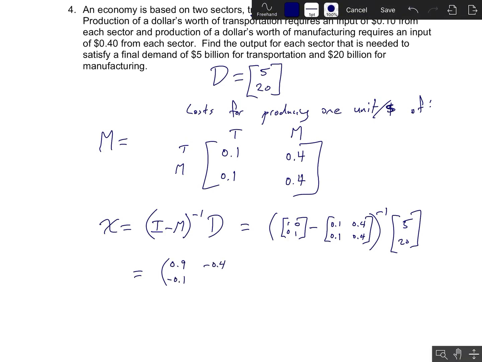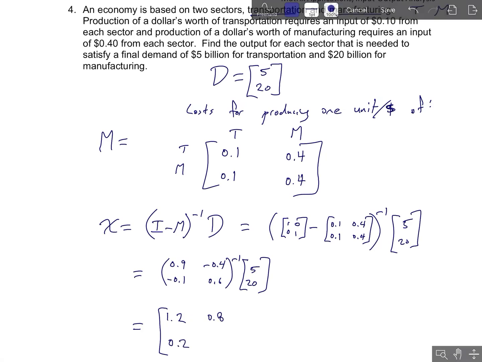This looks like it would be a 0.9, negative 0.4, negative 0.1, and 0.6. That's what we want to invert. And then we're going to multiply by the matrix 520. Now, for the sake of time, I'm just going to tell you what this inverse ends up being, but we could compute it by hand like we did in the previous exercise. So this will end up being a 1.2, a 0.8, a 0.2, and a 1.8.